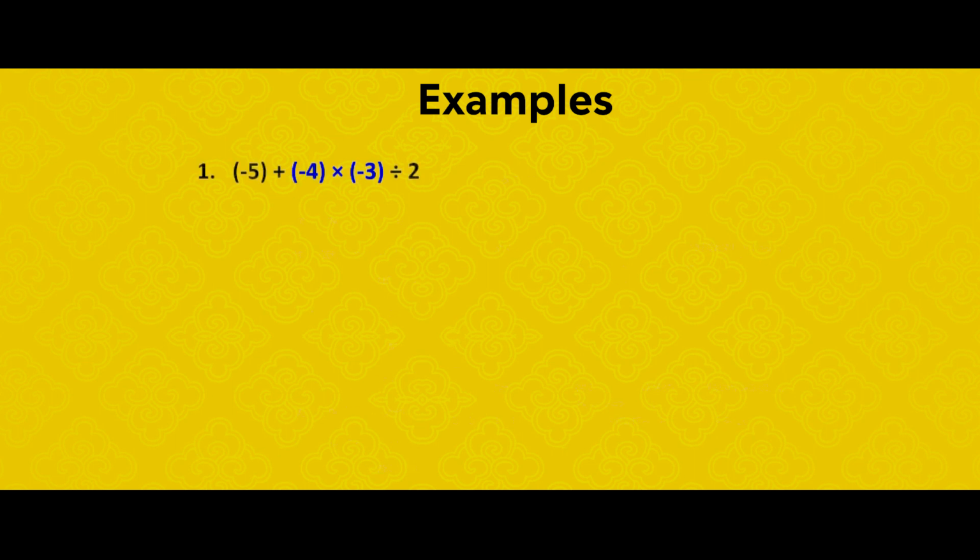Negative 5 plus negative 4 times negative 3 divided by 2. Now here, as this expression has no brackets, directly we can multiply. Multiply negative 4 times negative 3, we will get positive 12. Negative 5 plus positive 12 divided by 2. Next, what should we do? As brackets are not there, but multiplication is there, so we multiply it and we got 12.